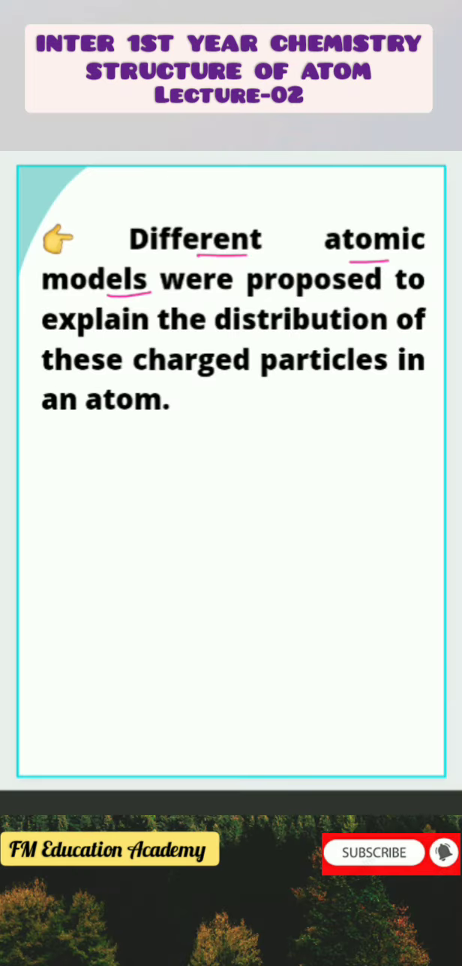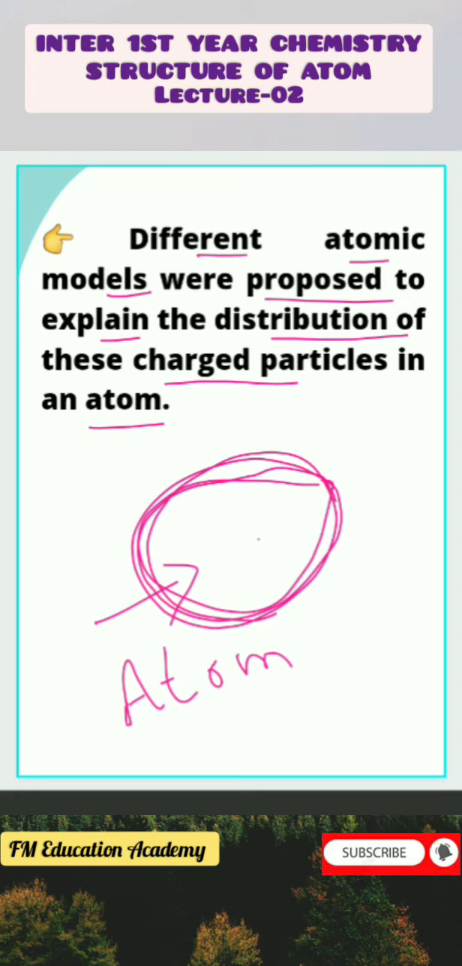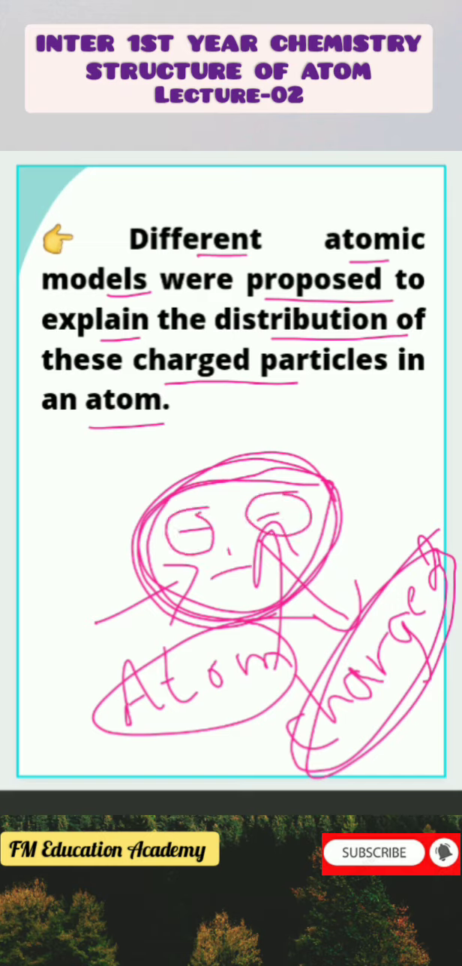Different atomic models were proposed to explain the distribution of these charged particles in an atom. We got to know that the atom is the smallest particle in the whole earth, but it also consists of some subatomic particles, and those are called charged particles. We know the types of charged particles: we will have electrons, protons, and neutrons. So how are these electrons, protons, and neutrons distributed in an atom? That we are going to see in today's lecture.